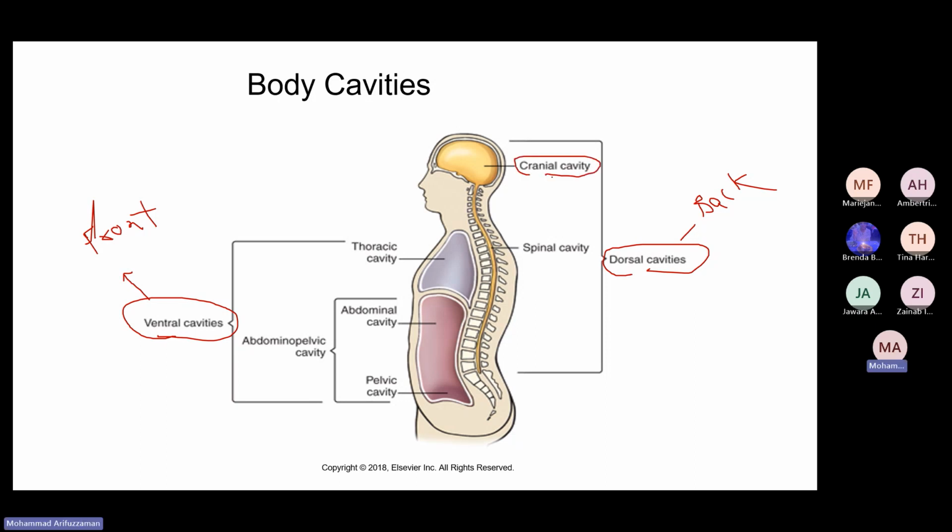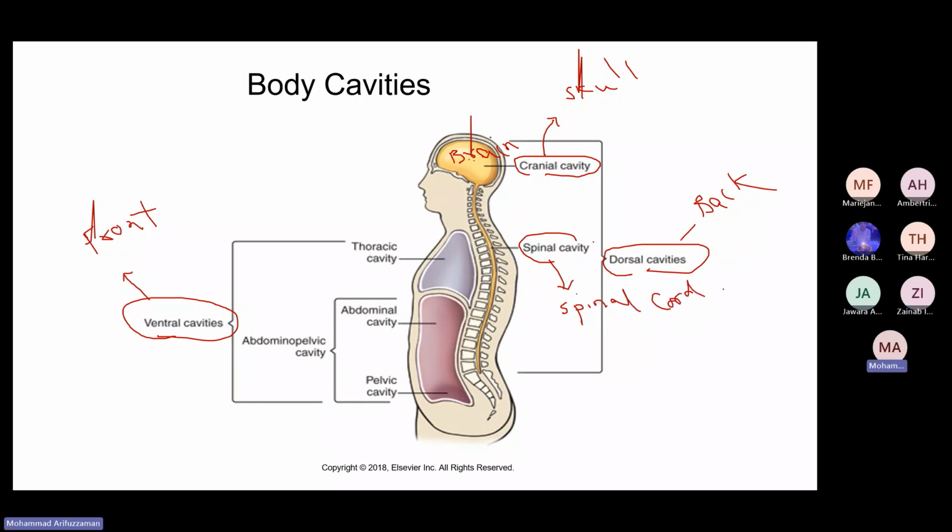We discussed earlier, what is cranio? Cranio means skull. The cranial cavity is the space inside the skull, and this cavity protects the brain. And the spinal cavity is inside the spinal column, and the spinal cavity protects the spinal cord. Good.